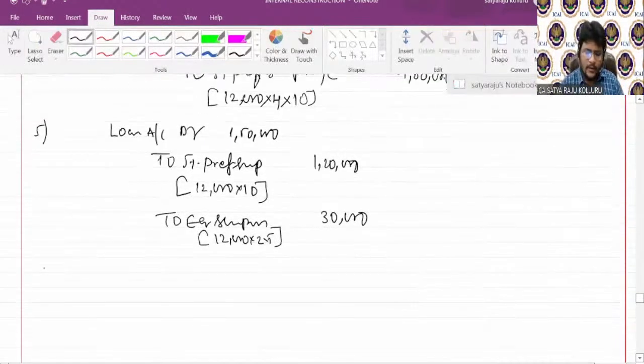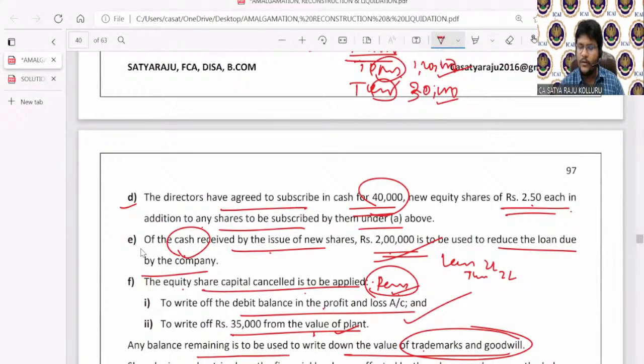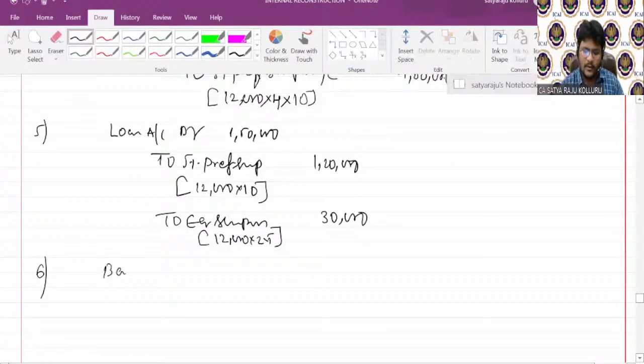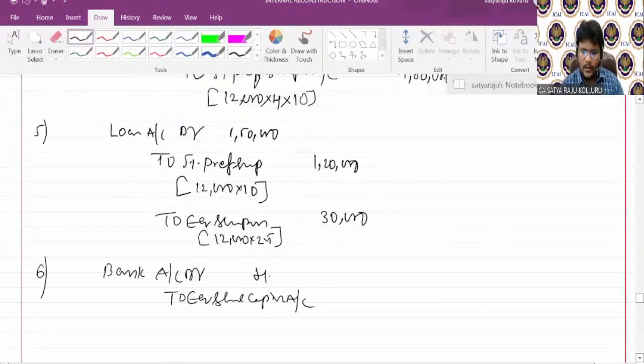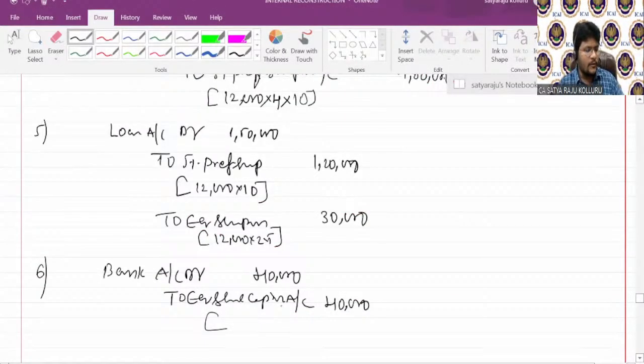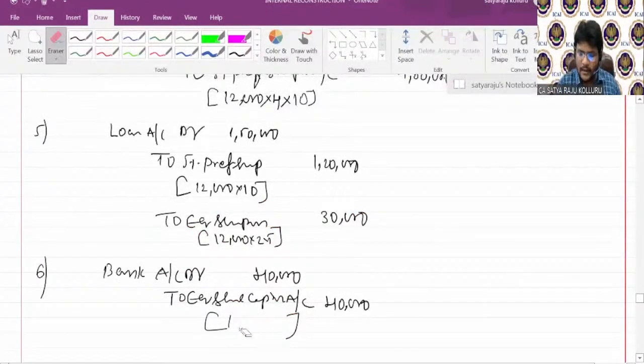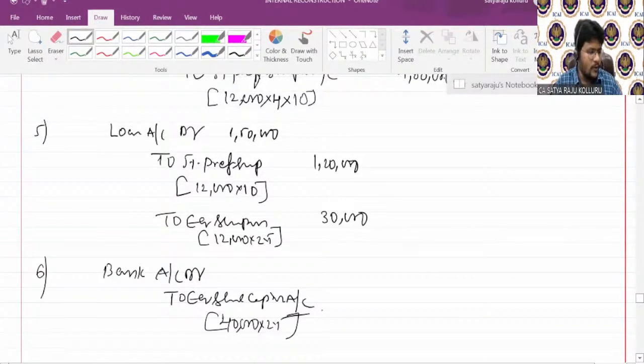Okay, guys. Next, coming to the next point. Point number D. The directors have agreed to subscribe in cash for 40,000 new equity shares of 2.50 each. This is the further subscription. Bank account debit to equity share capital account. Sorry, this is not the amount of 40,000. The directors have agreed to subscribe in cash 40,000 new equity shares. Not the amount. Sorry. 40,000 shares they are going to subscribe. So 40,000 into 2.5, which leads to 1 lakh.